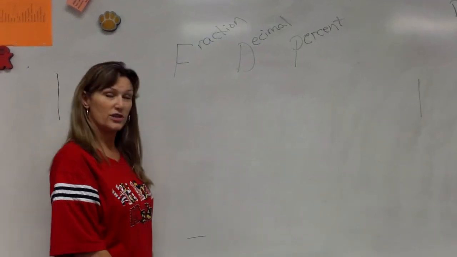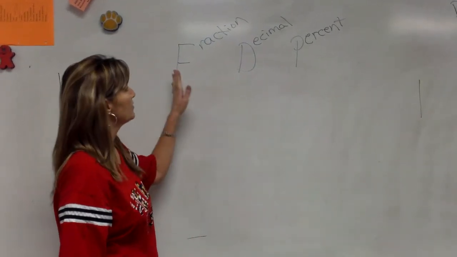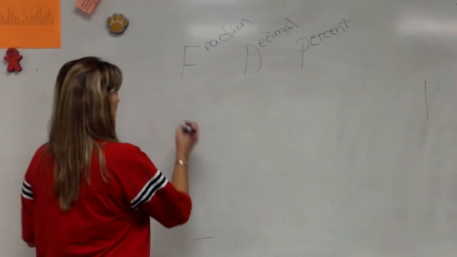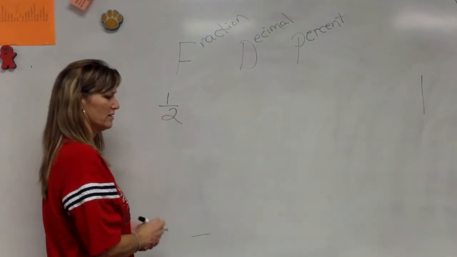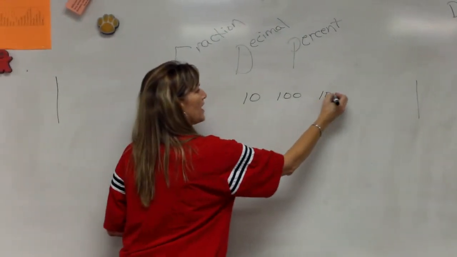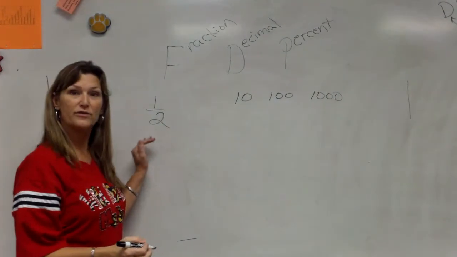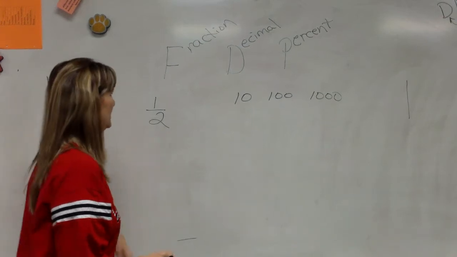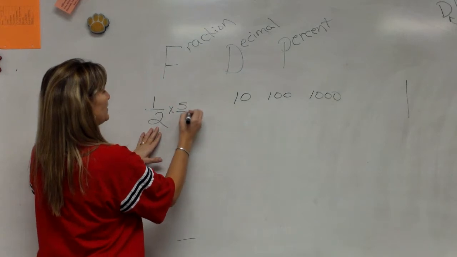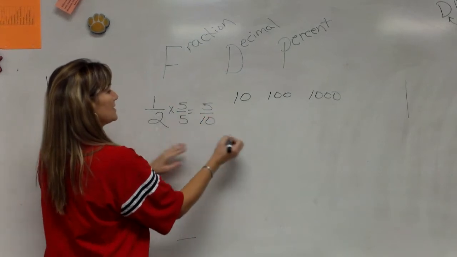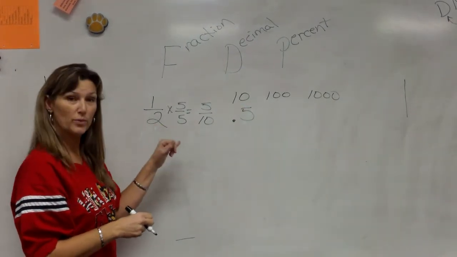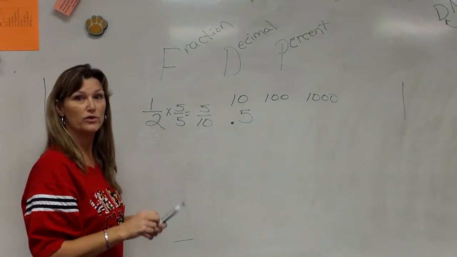Okay, our next section of Whitaker's Words of Wisdom is fraction-decimal-percent. If you can change the bottom number of your fraction to a 10, 100, or 1,000, then you can write a fraction as a decimal very easily. So when I take 1/2, I know if I multiply by 5 over 5, I get 5/10, and this is 5/10 as a decimal.